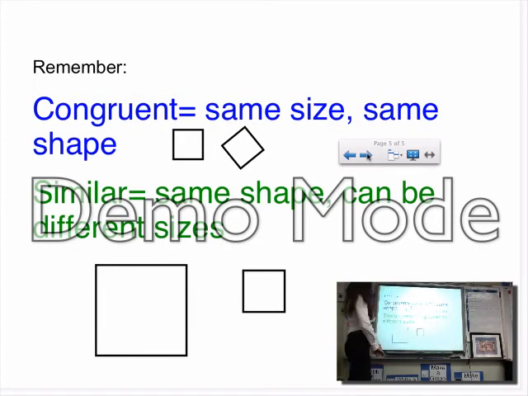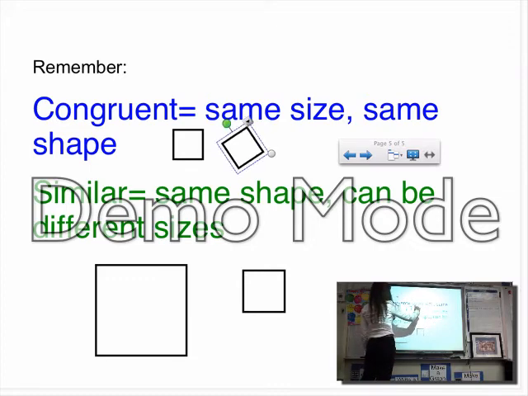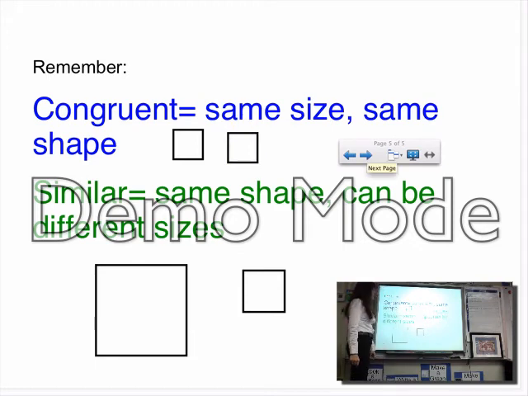So the things to remember are that congruent shapes are the same size and the same shape. So for example, this square, if we were to rotate it, we would see, yep, in fact, they are the same size and same shape square. But similar objects, although they're the same shape, they can be different sizes. So this larger square and this smaller square are examples of similar figures. Although these are not congruent, they are similar.